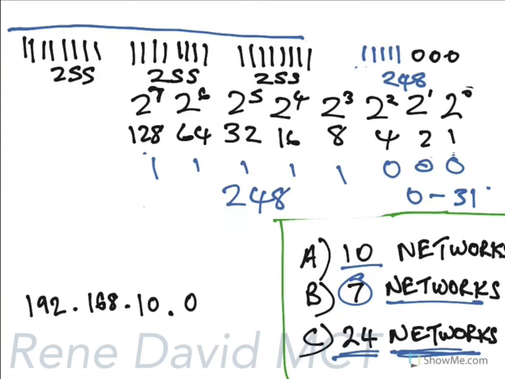So now we've looked at how to calculate the number of networks. We've looked at calculating the number of hosts per subnet. What we're going to look at next is working out the subnet ranges. So it's all well and good to know that the subnet mask in this case is 255.255.255.248. But where does the first subnet start and end? Where does the second subnet start and end? How do I know if 2 hosts are on the same subnet or whether they're on different subnets?